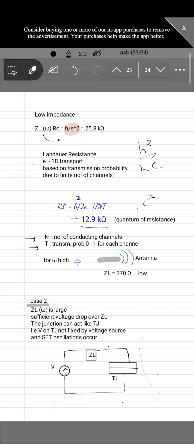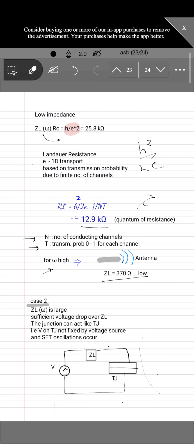Now if the frequency of oscillations is high, then the lead can be considered to be radiating energy like an antenna, and you can have the impedance as low as 370 ohms.